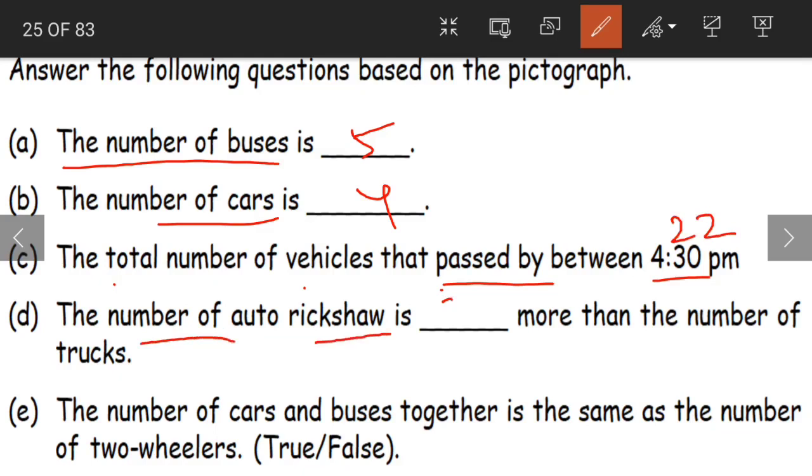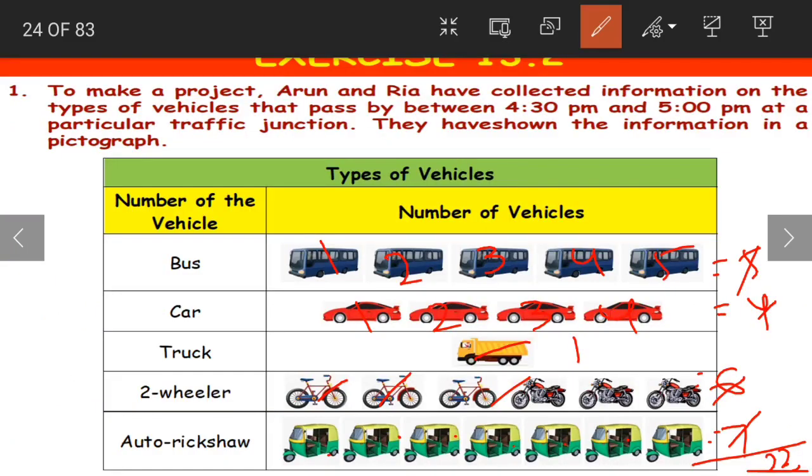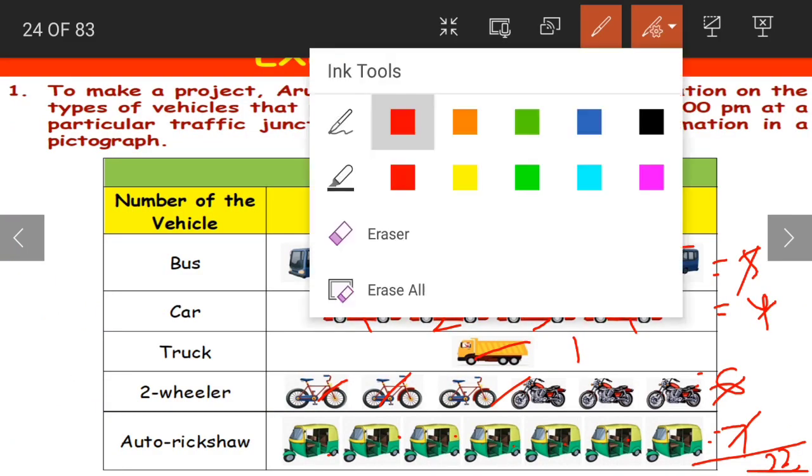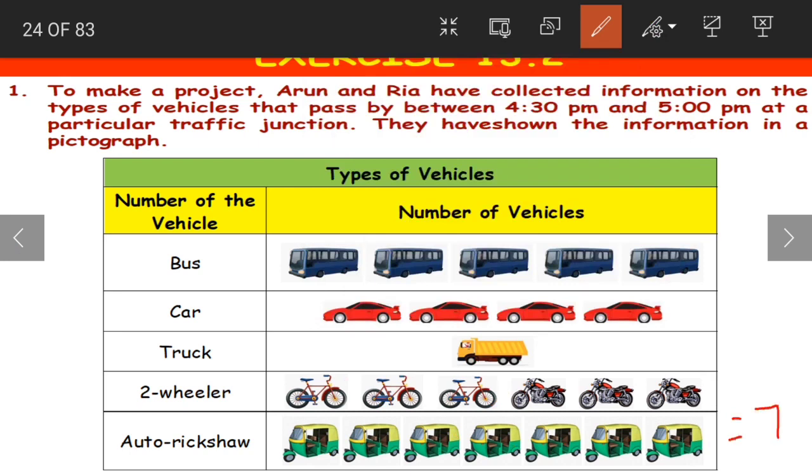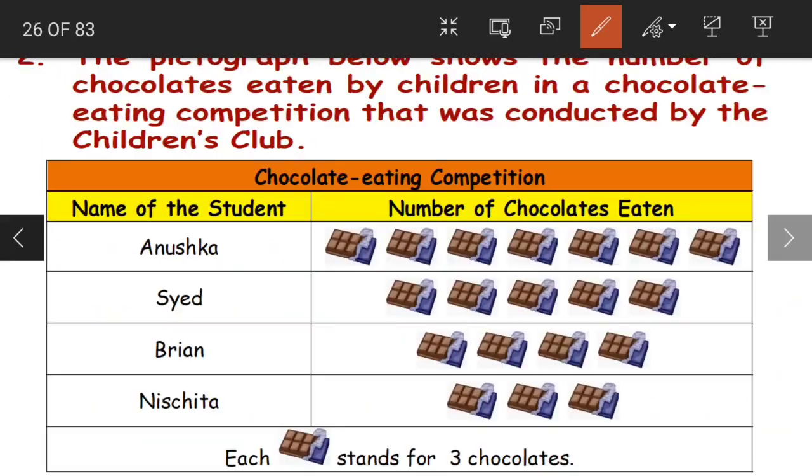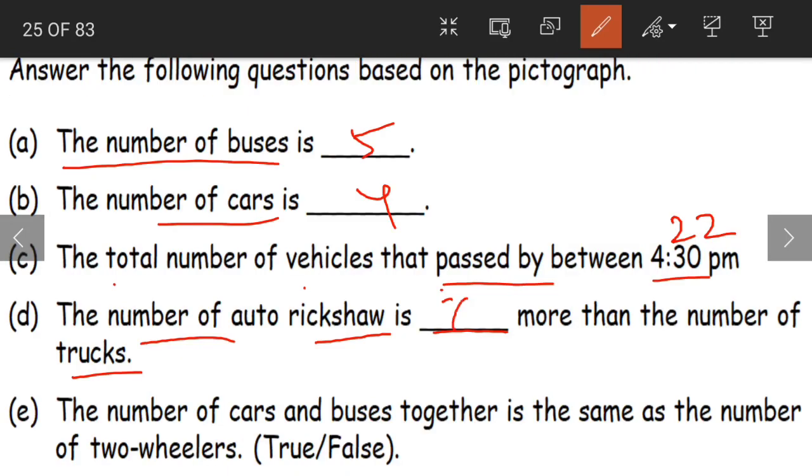Now the number of auto rickshaws is dash more than the number of trucks. What is the number of auto rickshaws? We have 7 auto rickshaws and only 1 truck. How much is the difference between these two? 7 minus 1 is equal to 6. So the number of auto rickshaws is 6 more than the number of trucks.